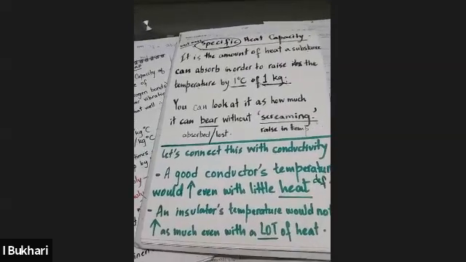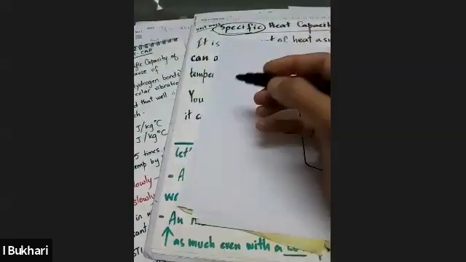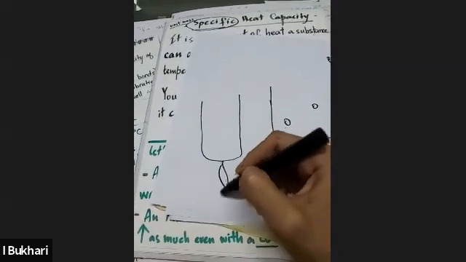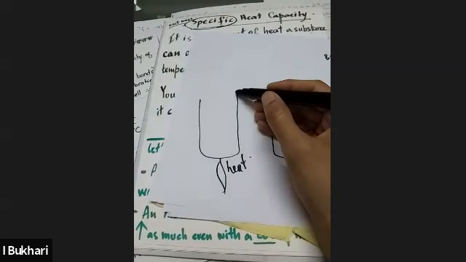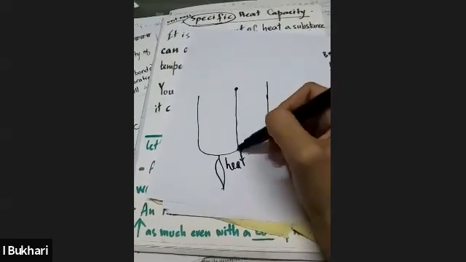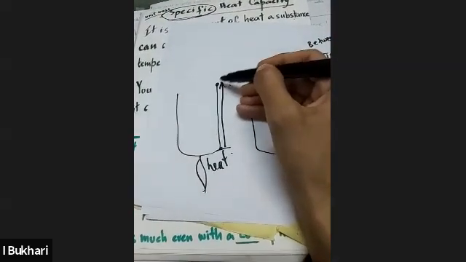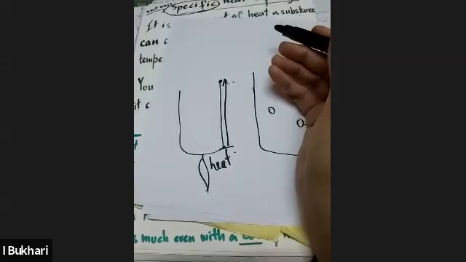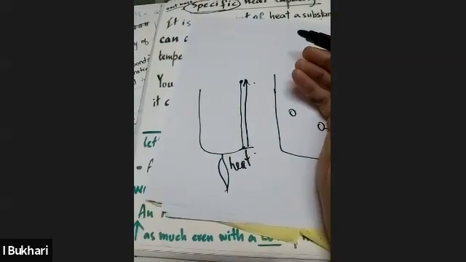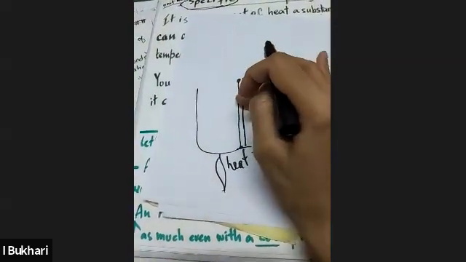Now, if something is a conductor, for example aluminum, and I am providing it heat, of course, because it's a conductor, it would take no time for heat to travel all the way from the bottom till the top, and you won't be able to touch the top even after a few seconds of heating it because it's such a good conductor.